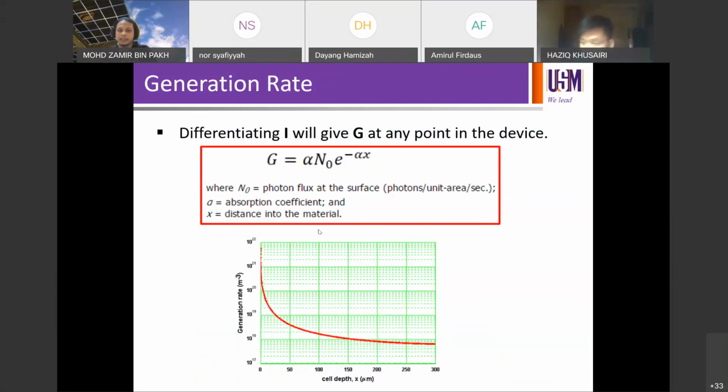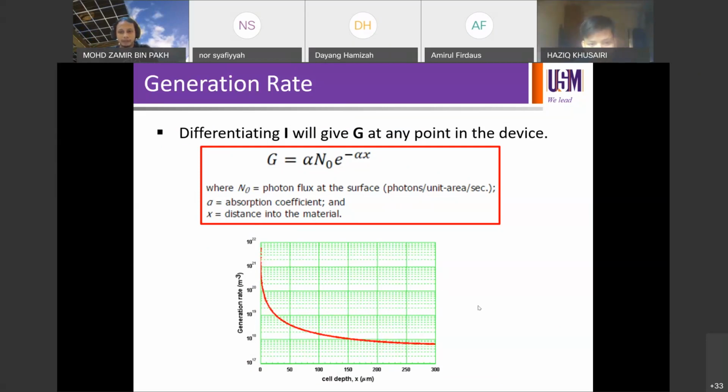And that will be given by G equals alpha times N naught exponential of negative absorption coefficient times x as well, where N naught is the flux at the surface. So we've discussed before about the flux and generation rate. Remember, I think last class, the flux equation, F of x equals F naught exponential component. So in this equation, alpha is the absorption coefficient as well, and x is the depth into the material.